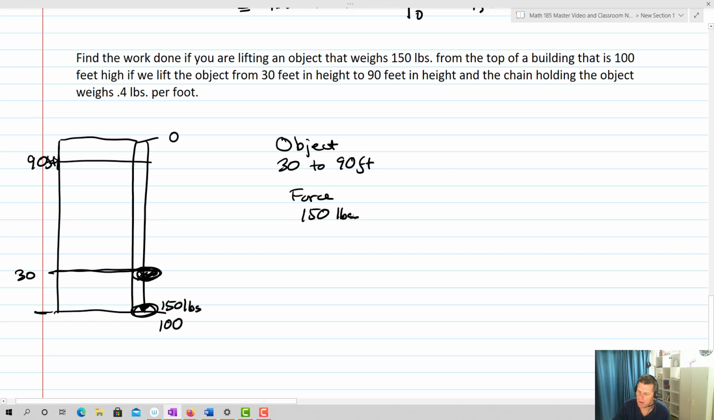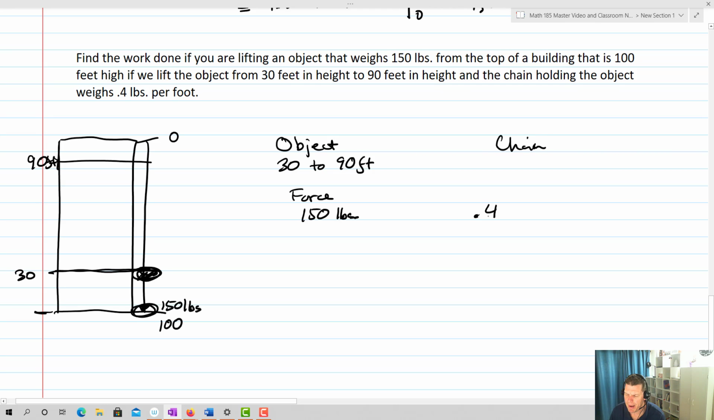Now, when we think about the chain, on the other hand, the chain is going to vary depending upon where it's located on the building. So what we want to do is account for that variation in terms of where the chain is actually located. So we're going to start out with 0.4.